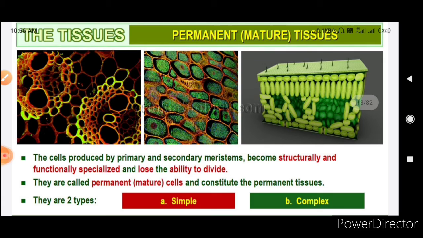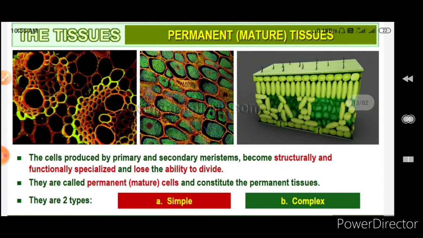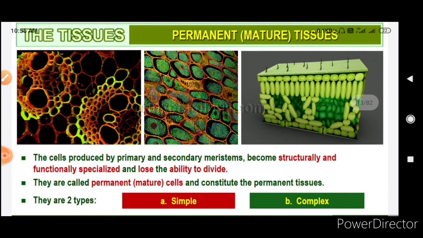So what are permanent tissues? When the cells produced by primary and secondary meristem become structurally and functionally specialized for performing a particular function in the plant, they no longer have the ability to divide and form certain tissues. So they are called permanent or mature cells, and they will constitute the permanent tissue. And these permanent tissues are of two types, that is simple and complex.